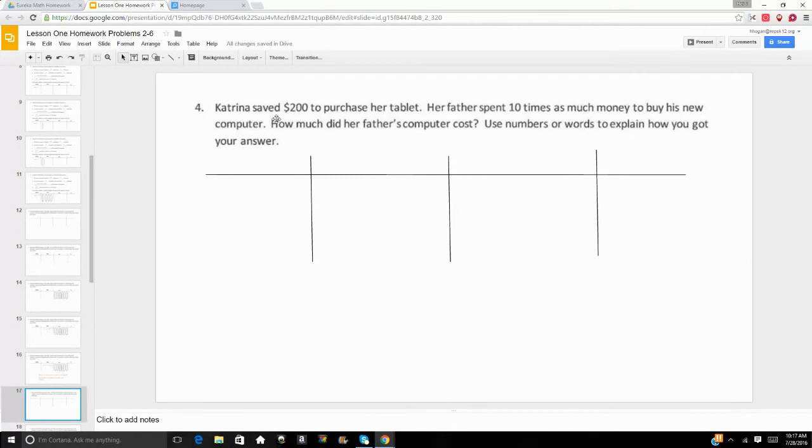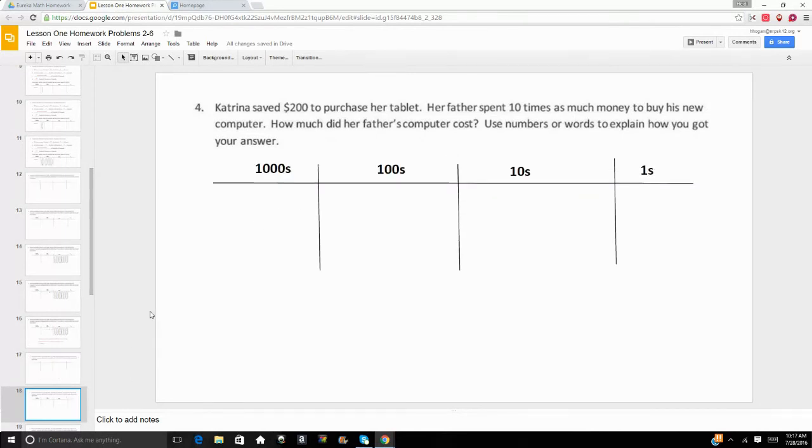So she saved $200 to purchase her tablet. And her father spent 10 times that. So now again, we're doing the 10 times rule. And we make our place value chart and we label it. And then we do 200. So that's 100, 200. 10 times that, we turn our 2 dots, we turn them into tens.